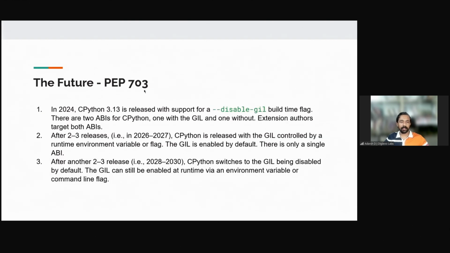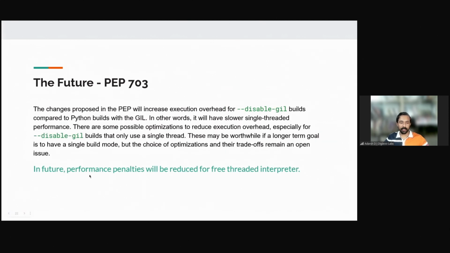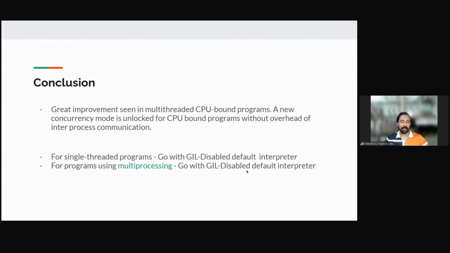Next, according to PEP 703, right now we have a GIL-enabled version as default. This can be changed in a future release. And the great news is that in future, the performance penalties will be reduced for the free threaded interpreter when run on a single thread. Right now, we are seeing some performance hit if you are running a single threaded program. So in the future, we can optimistically think that the performance hit will be less, and we can move to a truly global interpreter lock free build by default. So yeah, that's it.